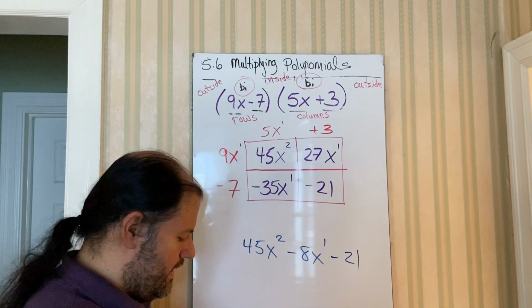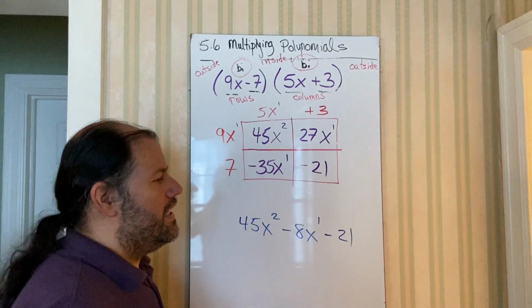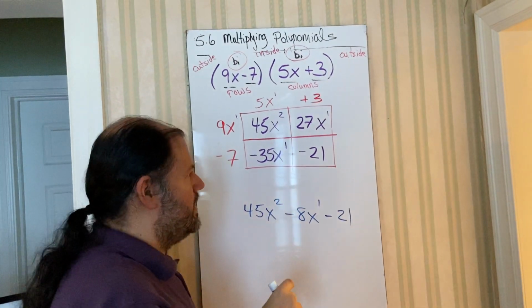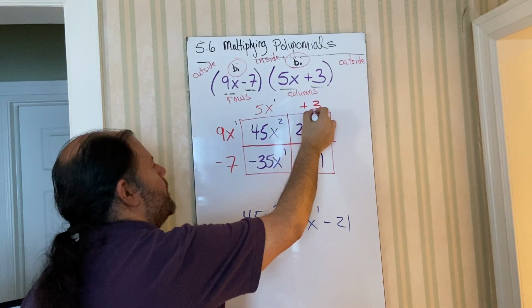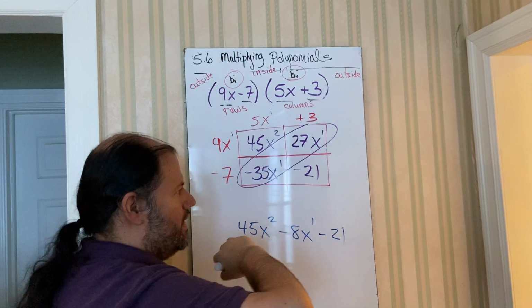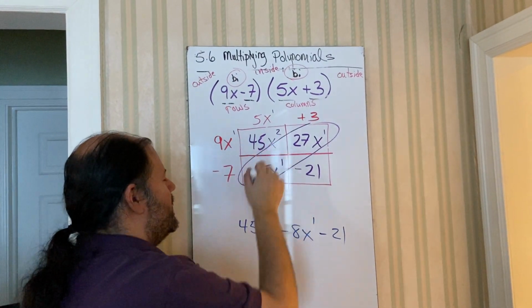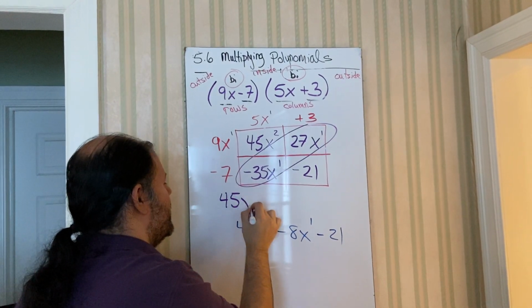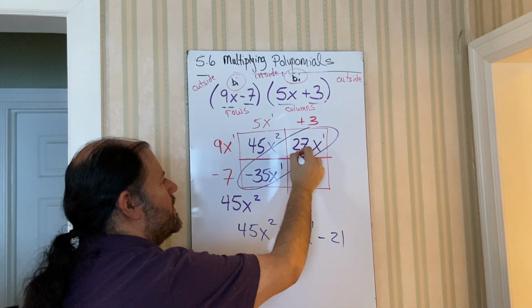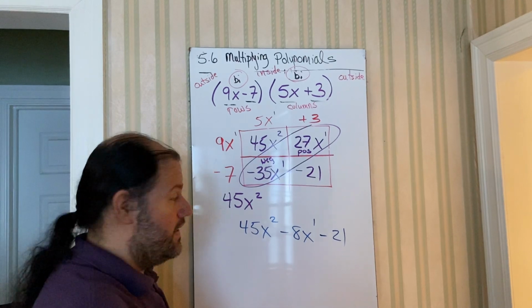Now, why do I like this method more than the distributing? Is because most of the time, not always, but most of the time, your like terms will line up diagonal in this direction. And your highest degree typically is this corner. So 45x squared, there's no other x squares. Then you have your 2 single x's. Remember, this is a positive, this is a negative. So we're going to have to subtract.